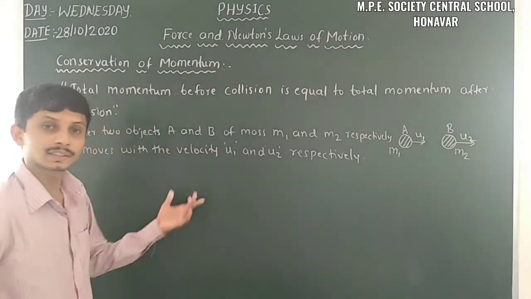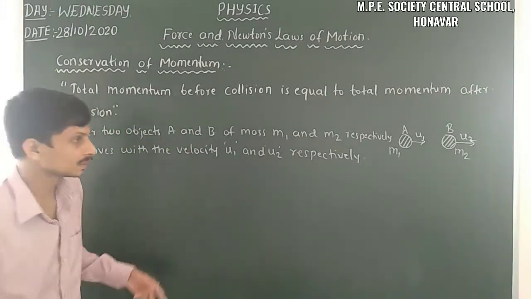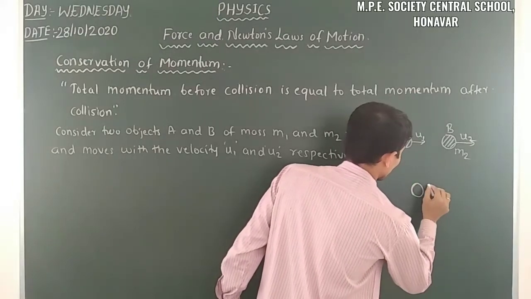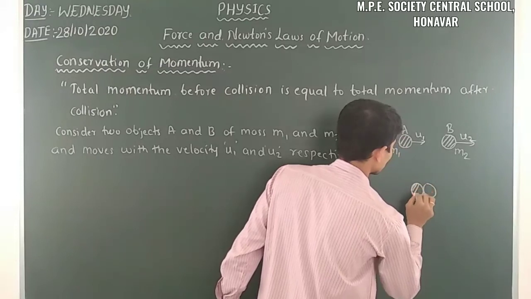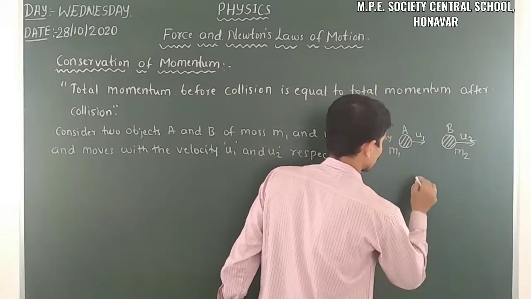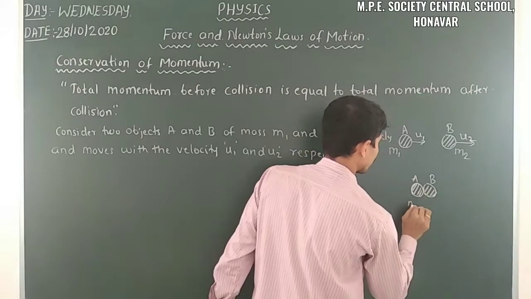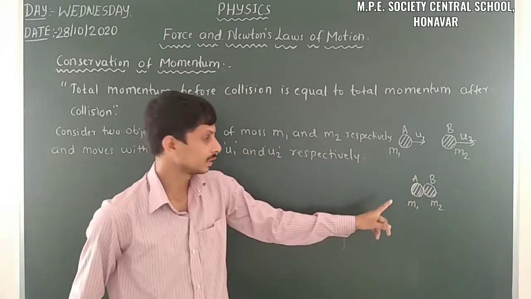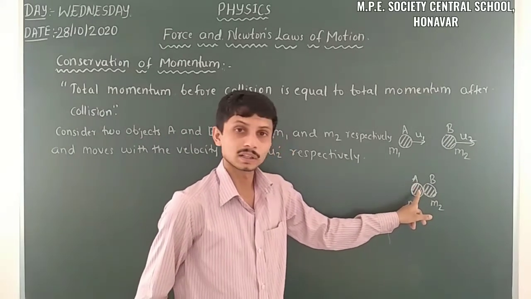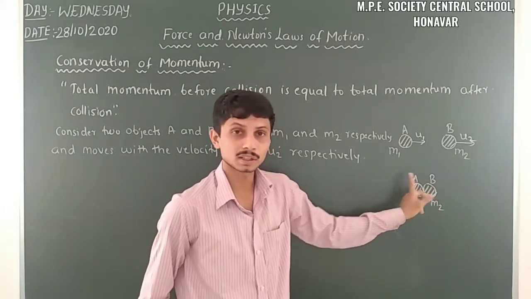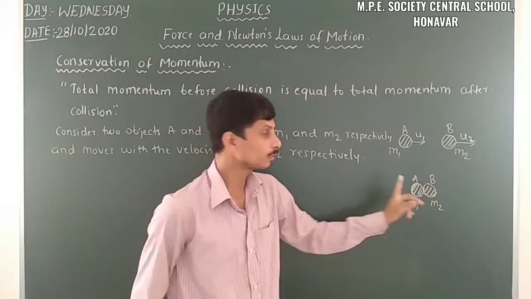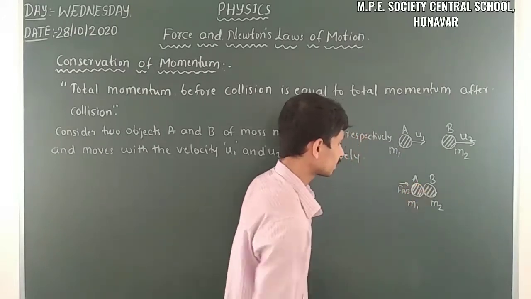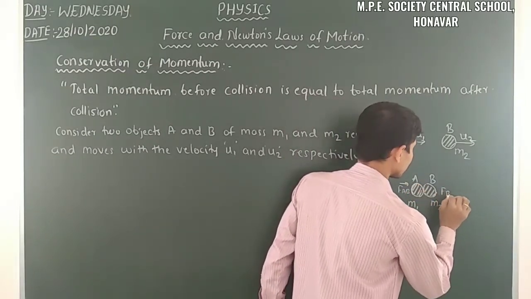So here a collision takes place. Both the objects, A with mass m1 and B with mass m2, are collided. Here the first body experiences force from the second body, that is body B. That means it is FAB, applied in this direction, and here it is FBA.